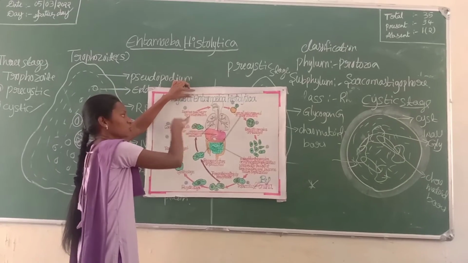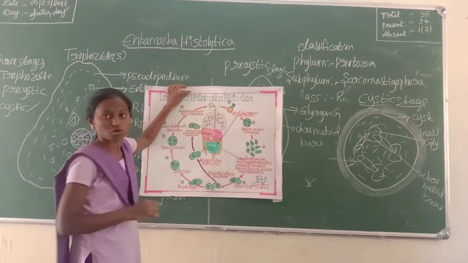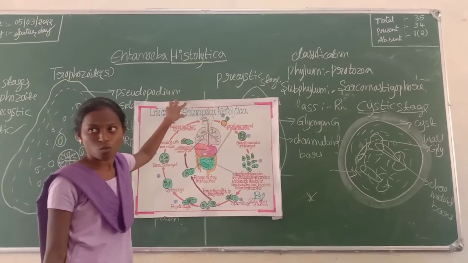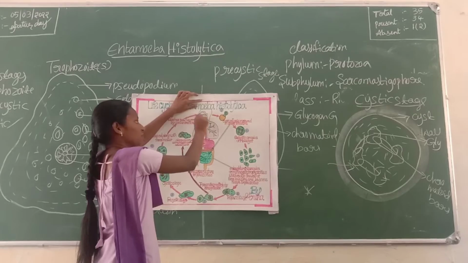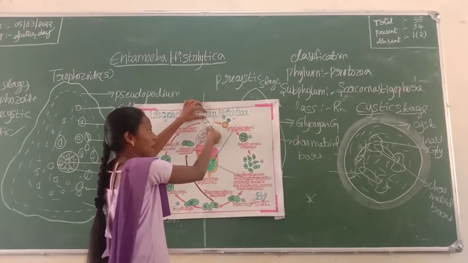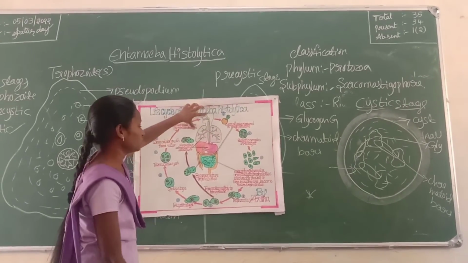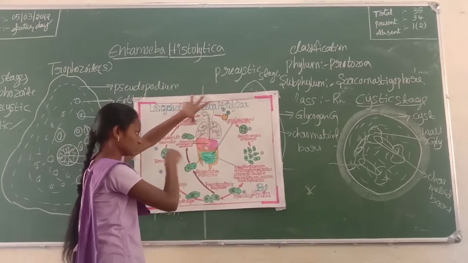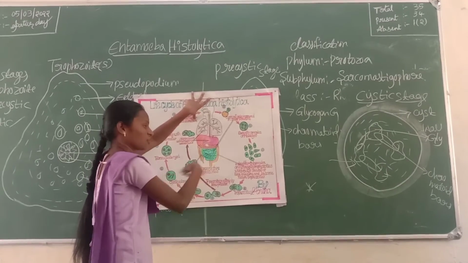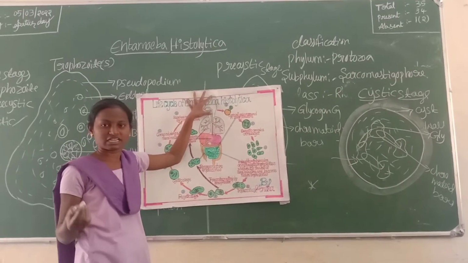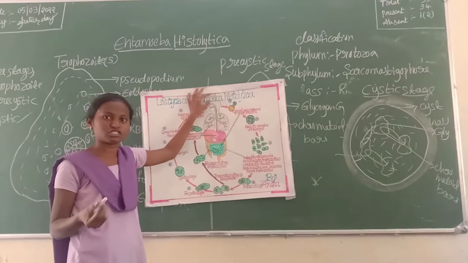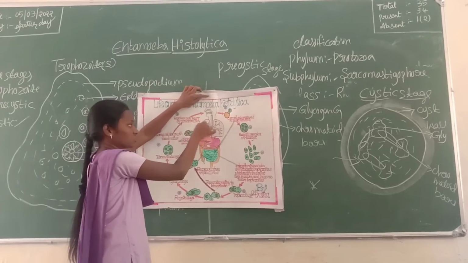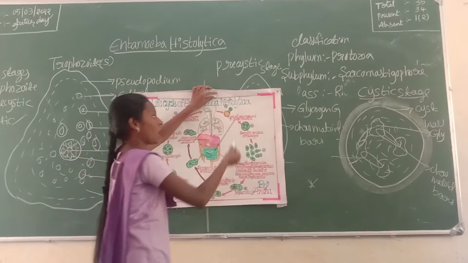Next, the mode of infection: it reaches the host by contamination of food and water. The contamination enters man through the nose and mouth. It enters the large intestine of man, reaching the mucus and submucous layers, and then the lumen of the large intestine.